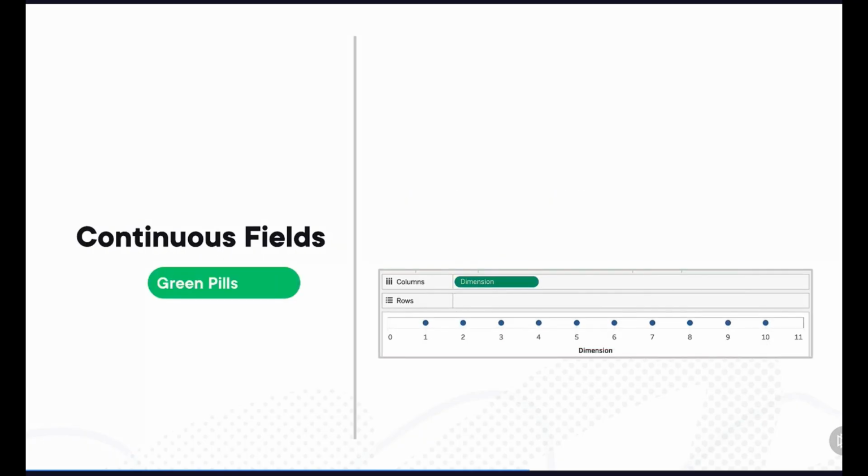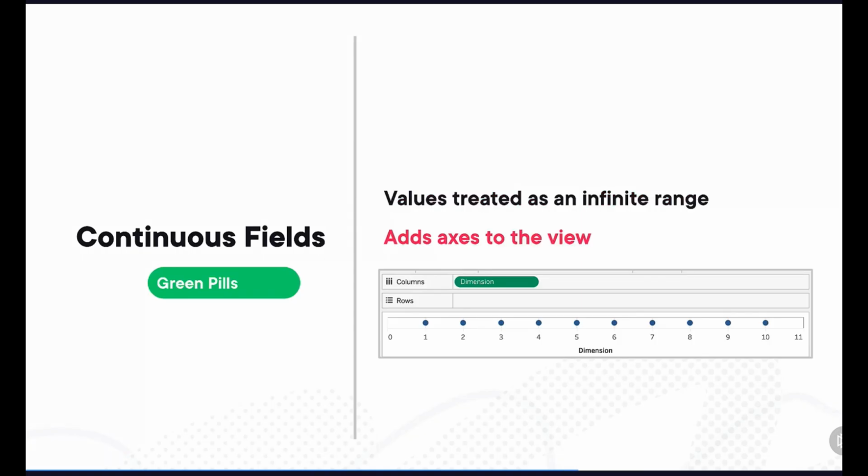And in Tableau, continuous fields are represented as green pills. Tableau treats continuous values as having an infinite range. When we drag a continuous pill onto our column shelf, Tableau will add an axis to the view. Here is an example showing a continuous dimension with values 1 through 10 on the column shelf. Notice that Tableau drew an axis and plotted our marks along the axis.